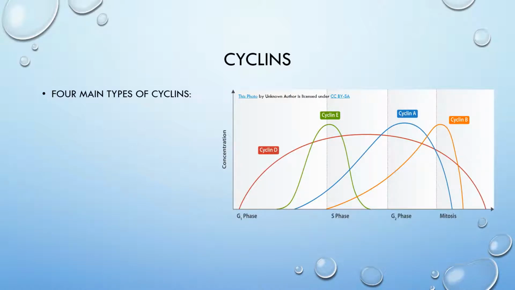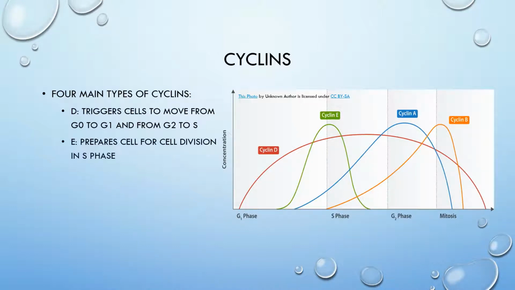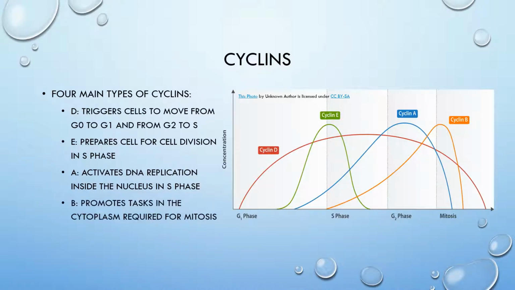So basically, there's four main types of cyclins. Cyclin D triggers cells to move from G0 to G1 and from G2 to the S phase. And cyclin E prepares the cell for cell division in S phase. And cyclin A activates DNA replication inside the nucleus in S phase. Cyclin B promotes tasks in the cytoplasm required for mitosis.